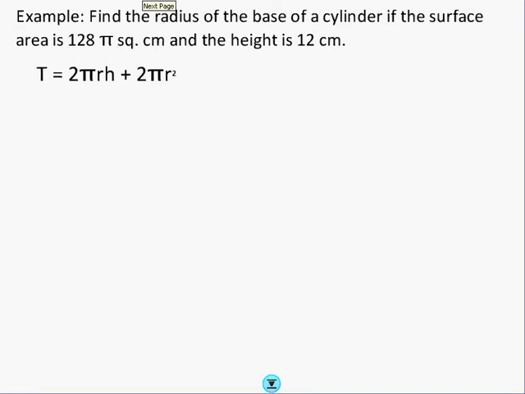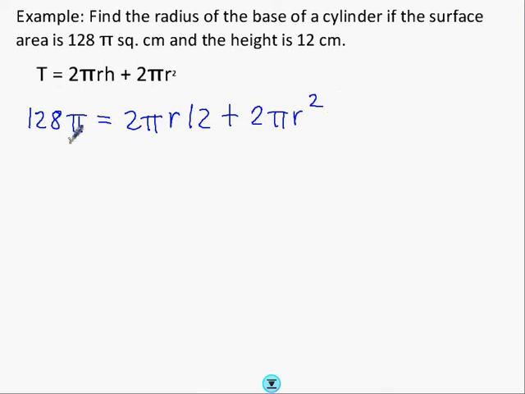Find the radius of the base of a cylinder if the surface area is 128 pi and the height is 12. Okay, so in this situation, we're using the same formula. The only difference is they've given us the total surface area and we have to solve for the radius. So I'm plugging everything in. 128 times pi is the surface area, 2 pi, the radius, we don't know the radius, the height is 12, plus 2 pi, don't know the radius, squared.